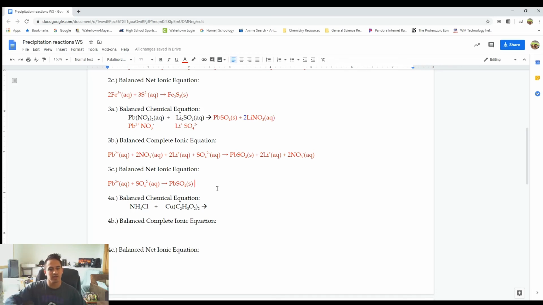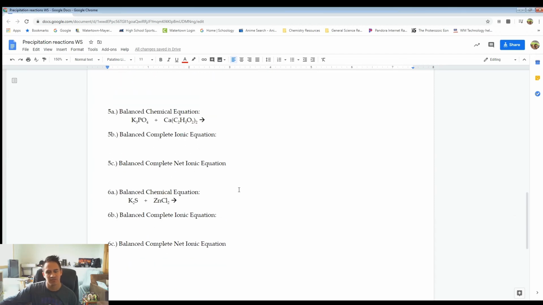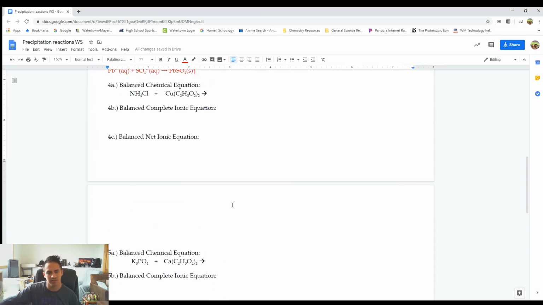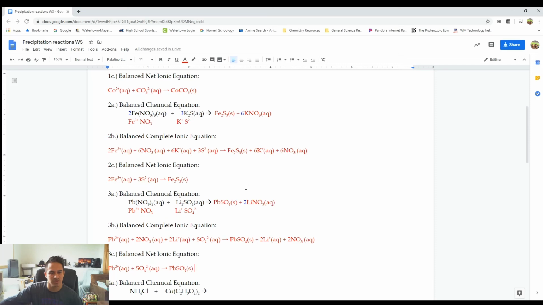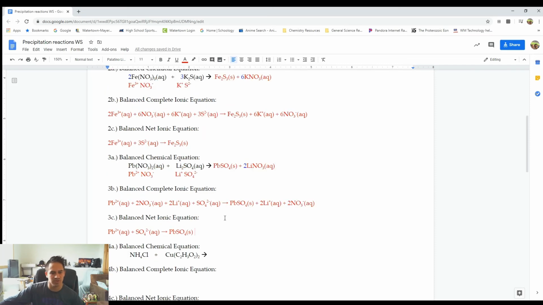All right, last one here we're going to look at is number 4. Like I said, I'm going to leave number 5 and number 6 for you to do. And if you really need help with them when you get there, let me know. But hopefully just by looking at these 3, this will help you figure out the rest of them.